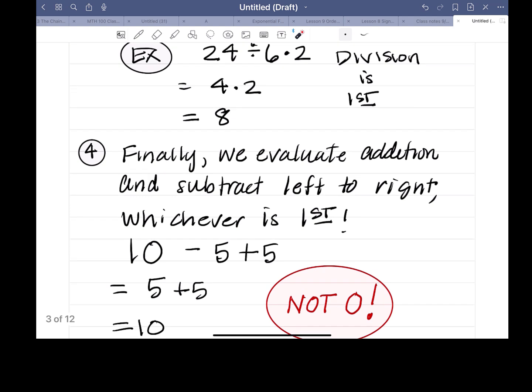And finally, we evaluate addition and subtraction. Let me fix that. It should say subtraction. Left to right, whichever is first. So again, if we have 10 minus 5 plus 5, we do 10 minus 5 is 5, plus 5 is 10. We don't add these two and get 10, and 10 minus 10 is 0. That would be incorrect. We must go left to right.